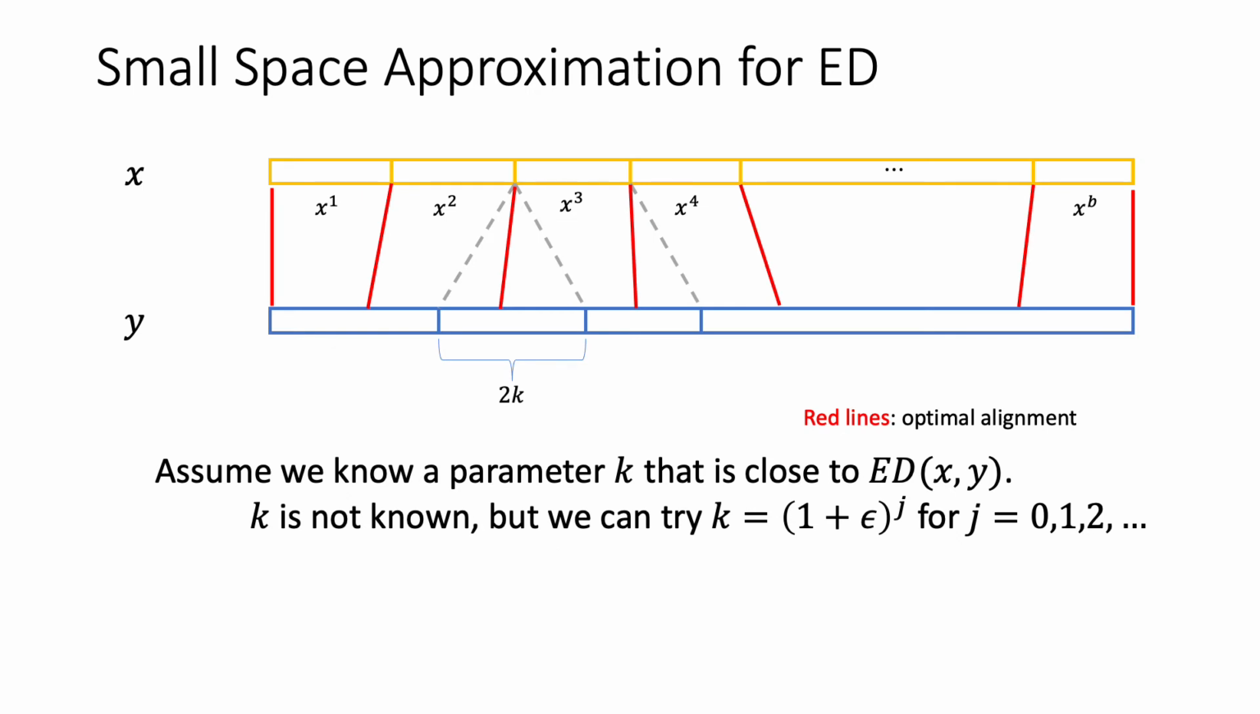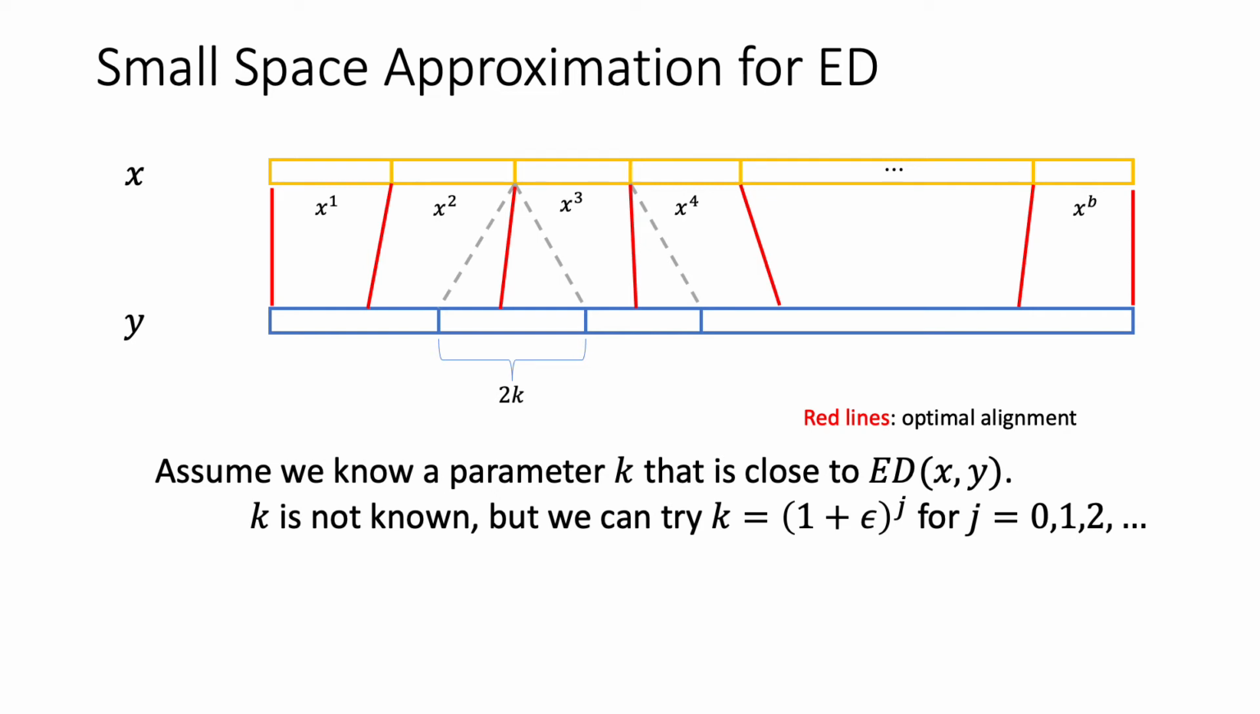We now turn to the standard non-streaming random access model. We first introduce our algorithm for approximating edit distance with small space. For analysis, let's assume that we know a parameter k that is close to the actual edit distance.